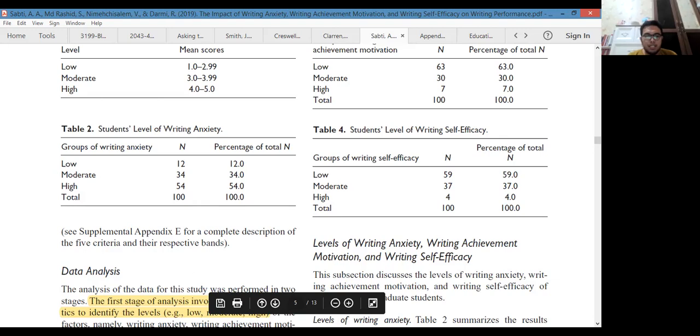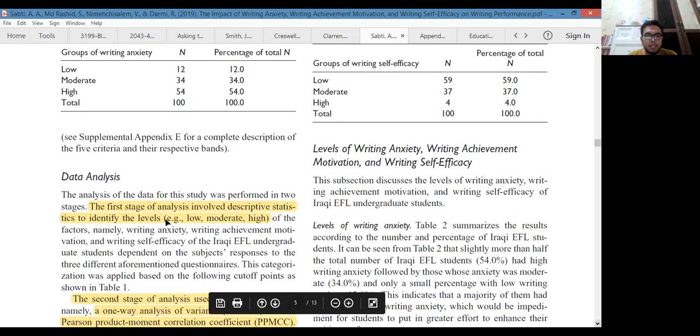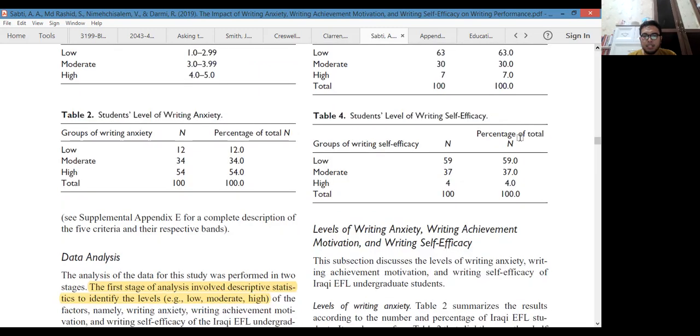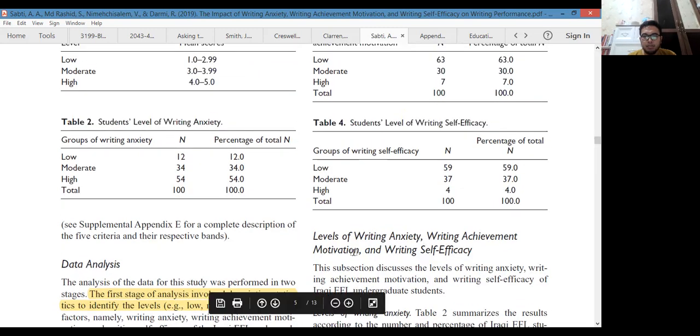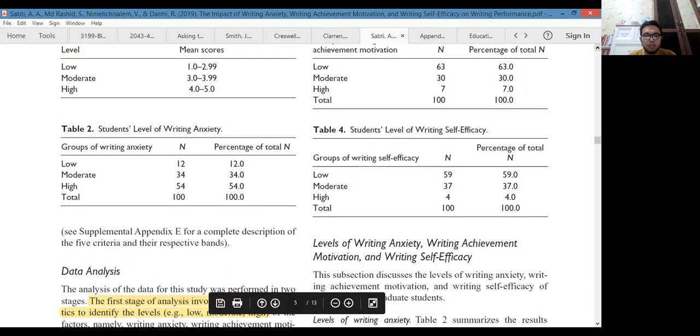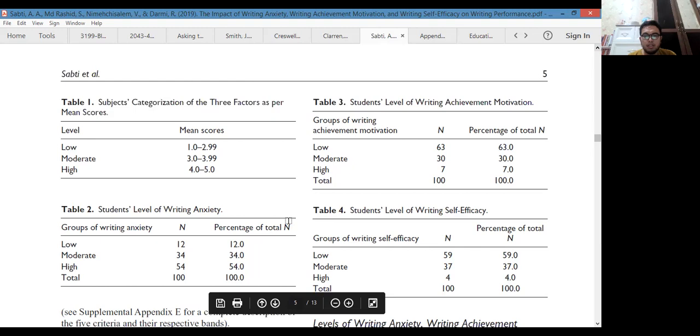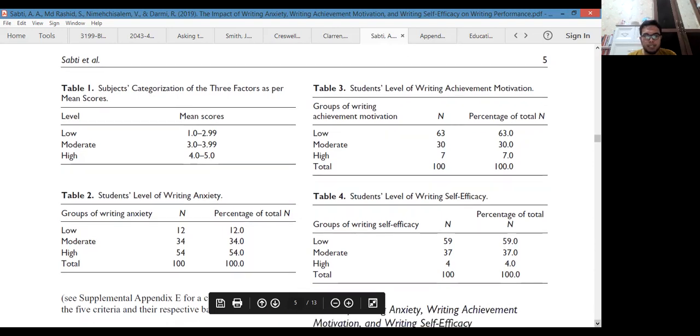Firstly, they use descriptive statistics to identify the levels. They use 3 levels here: low, moderate, and high. You can see the levels of writing anxiety, writing achievement, motivation, and writing self-efficacy based on the questionnaire. So these 4 tables are used to describe the descriptive statistics.